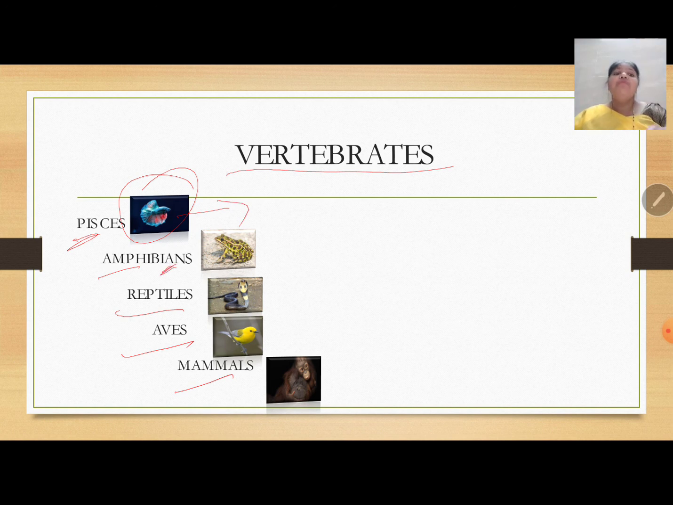Then you have the amphibians. Till now we saw life in water, right? Now the organisms are trying to survive on land. As they are trying to survive on land, they cannot completely survive on land forever, so they take a part of their life in water. For example, for breeding purposes, frogs go back to the water. They lay their eggs in water, right? So the amphibians are the ones which are able to survive both on land and water.